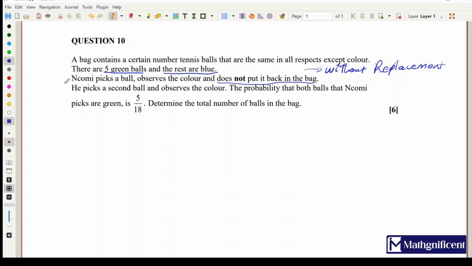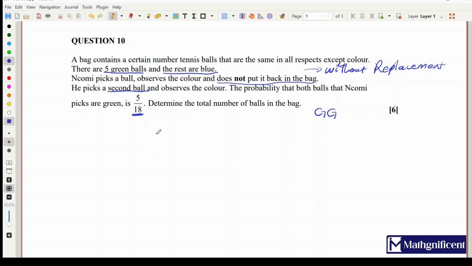Right. And then it is further given that he picks a second ball. Then we know that this happens for the second time. He picks the ball and observes the color. The probability that both balls that Nomi picks are green is 5 over 18. Now, what does this actually tell us? It tells us that the first ball was green and the second ball was also green. So this is the probability that is associated with that particular outcome of green, then green.